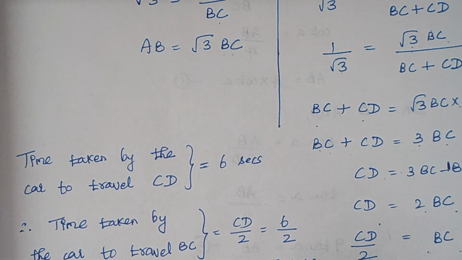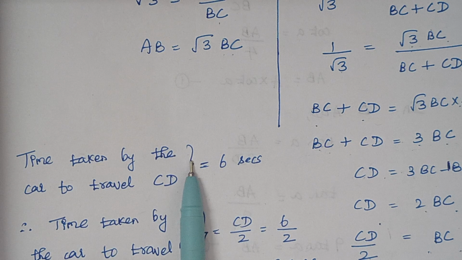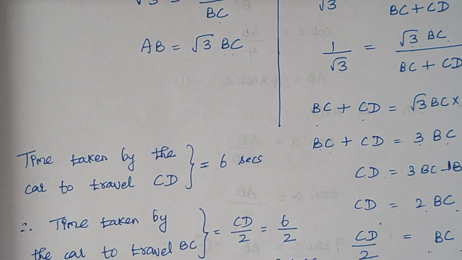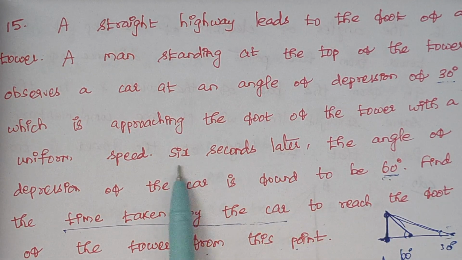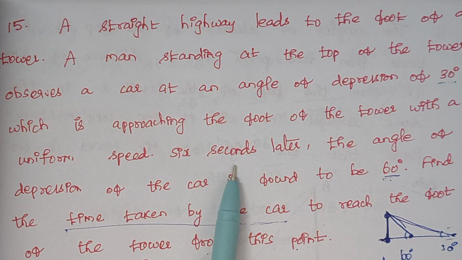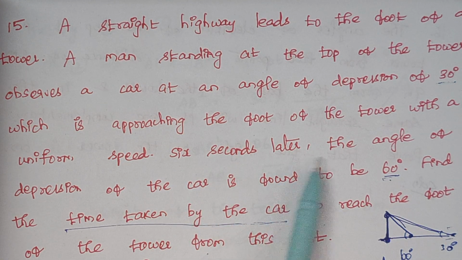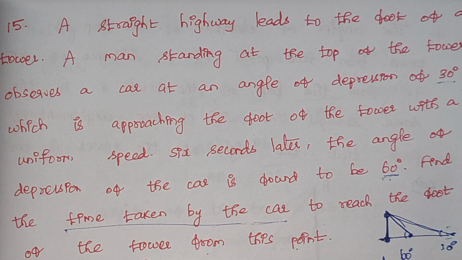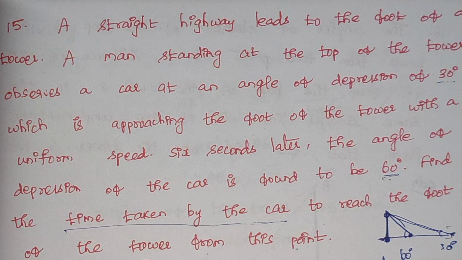So here the given hint is the time taken by the car to travel CD. Okay, again we will look back at the question. It is 6 seconds. You see here they had given clearly, 6 seconds later, the angle of depression of the car is found to be 60 degrees. Initially it is 30. After 6 seconds, it is found to be 60.